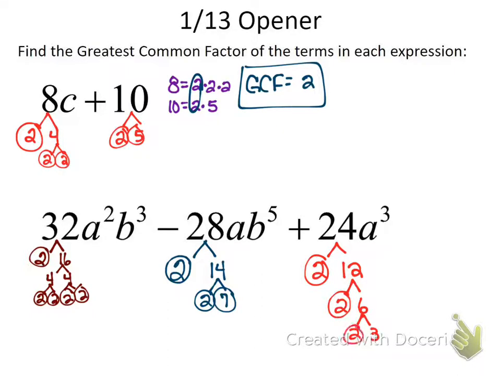All right. So now I have 3 lists that I need to write out here. I'm going to run out of room if I'm not careful. So I have 32. How many 2s do I have for 32? You have 5 2s. 1, 2, 3, 4, 5. Okay. For 28, I have 2, 2, and a 7. And then for 24, 3 2s and a 3. Okay.